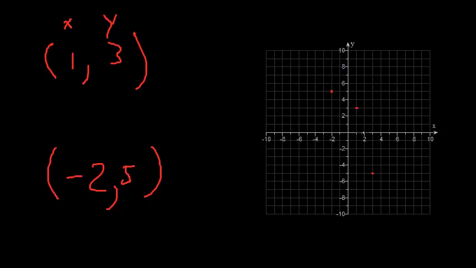I find here 3 on the x-axis, -5 on the y-axis, so that is the point 3 for the x value and -5 for the y value, and that is my ordered pair for that point.